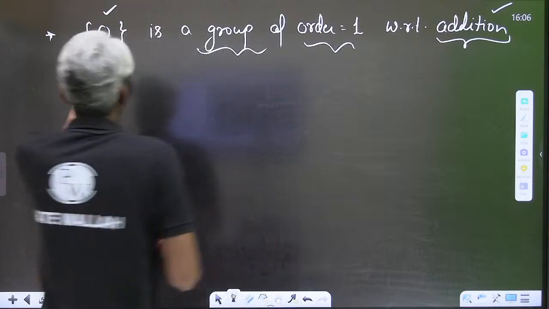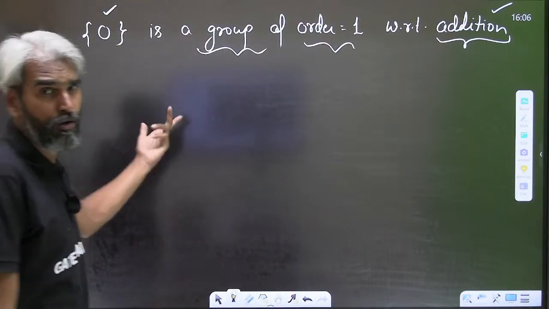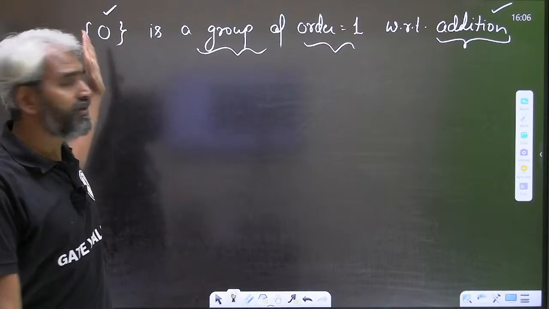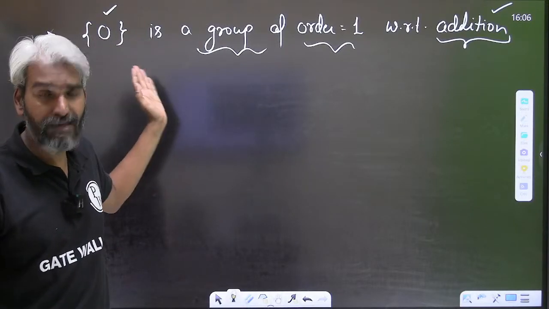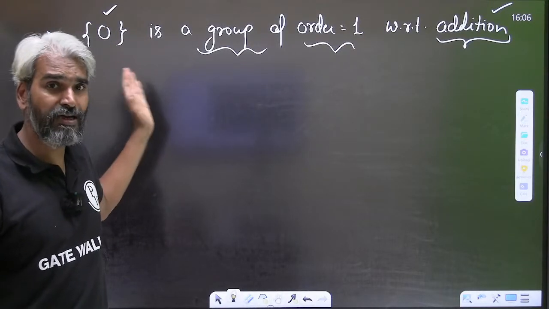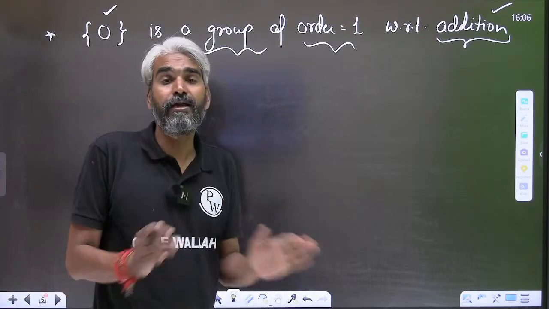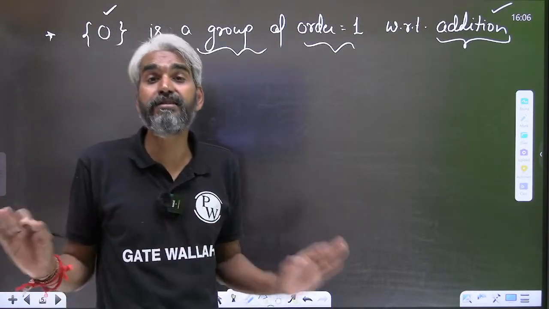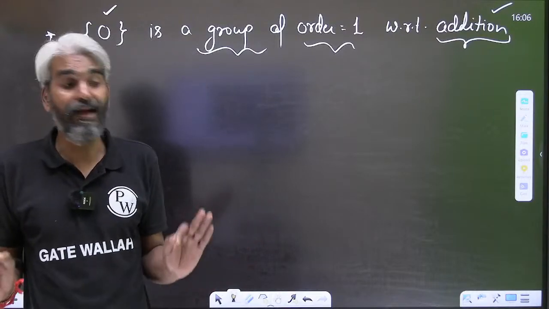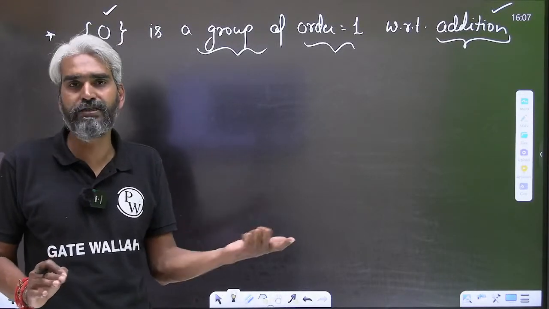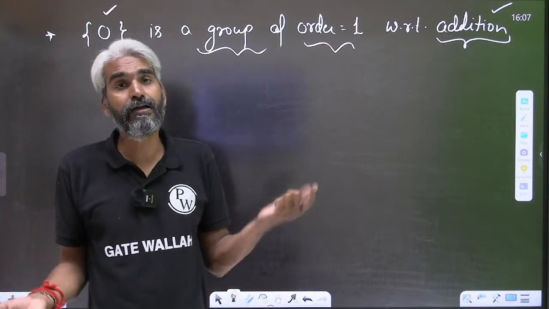But again, the set containing element 0 cannot be a group of order 1 with respect to multiplication. We simply know that the identity element will be 1, which is not present in the set. Even if we include 0 in our set, it can never be a group with respect to multiplication, because the inverse of 0 will never exist. Why? No matter what number is multiplied with 0, the result will be 0. It can never become 1. And the identity element is 1.